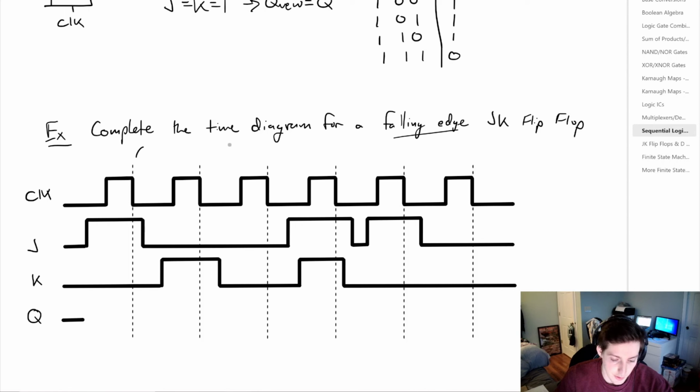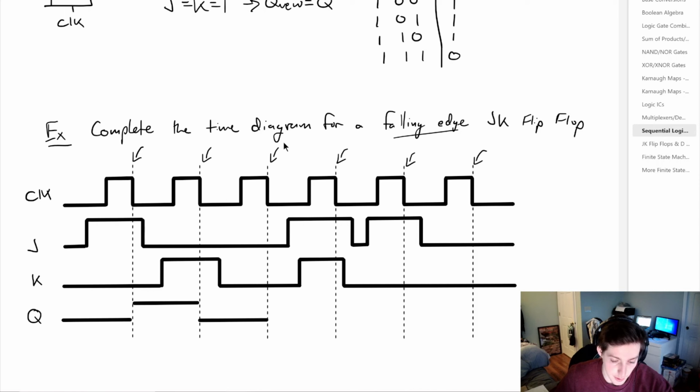So we're going to be concerned with what happens at the falling edge of each of these clock pulses. So we have 6 of them, so there should be 6 events. So if we advance to that first clock pulse, you can say that J is equal to 1 and K is equal to 0, which means Q would go to 1 and it would stay 1 all the way until the falling edge of the next clock pulse. And from there, J is equal to 0, K is equal to 1. So we know that we're going to flip back to Q being 0.